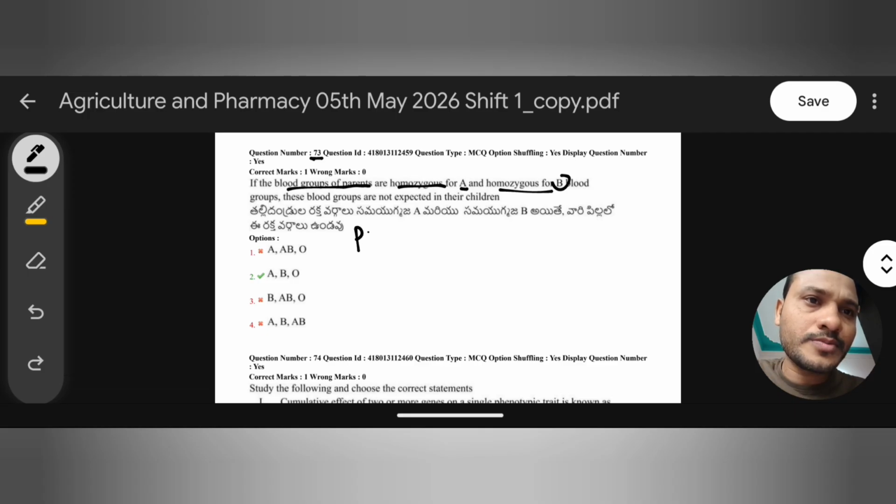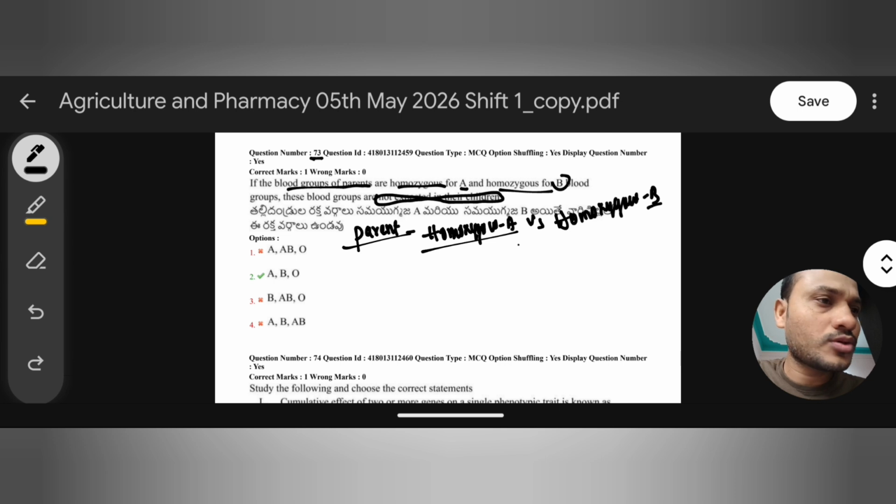Parents' blood groups are given here. One parent has homozygous A blood group, and the other parent has homozygous B blood group. Okay, fine. Which blood group is not expected in their children, if the parents have homozygous A and homozygous B blood groups?